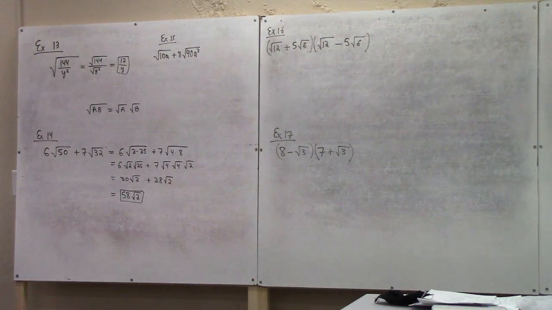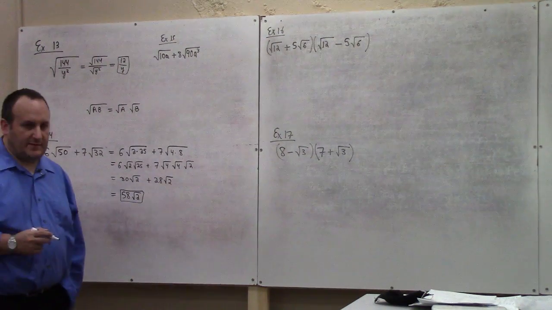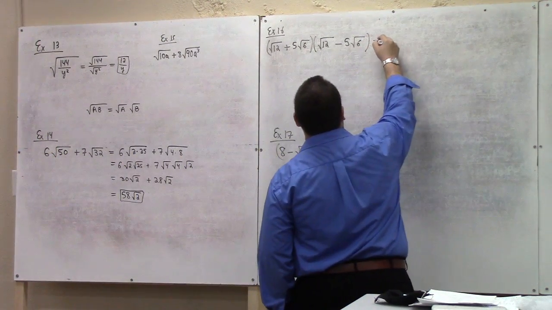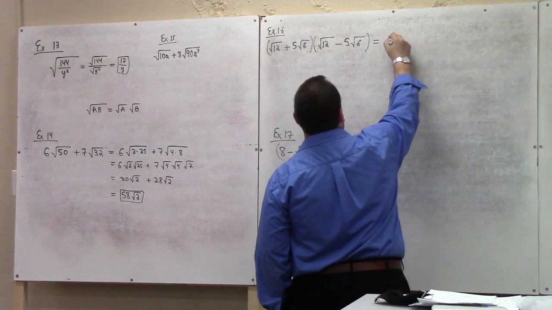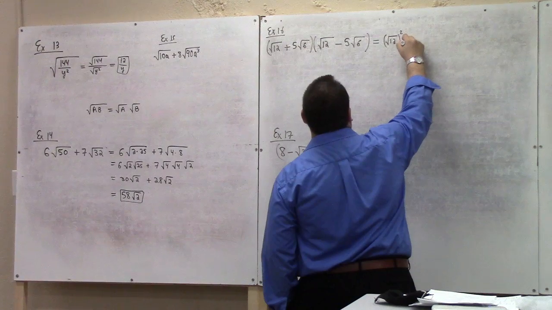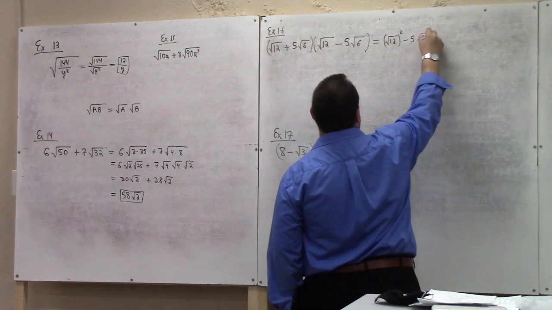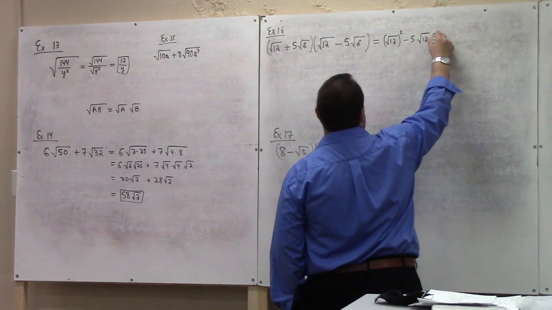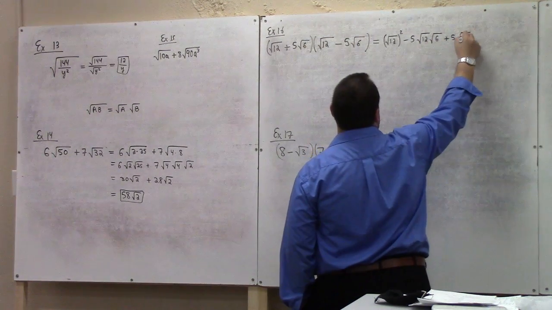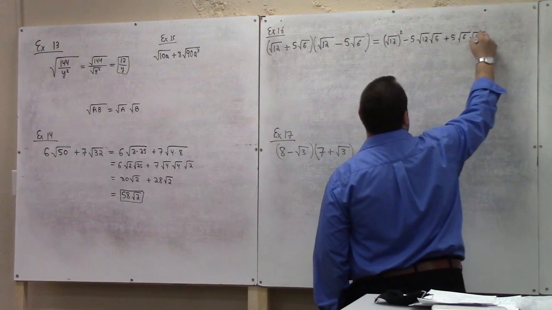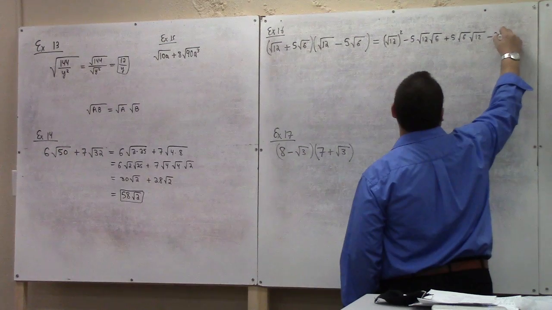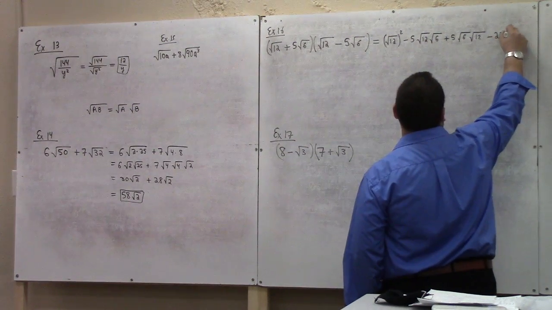How about this next one? We're supposed to multiply this out, right? So the usual distributive law. We got the square root of 12 squared, minus 5 times the square root of 12 times the square root of 6, plus 5 times the square root of 6 times the square root of 12, minus 25 square root of 6 quantity squared.